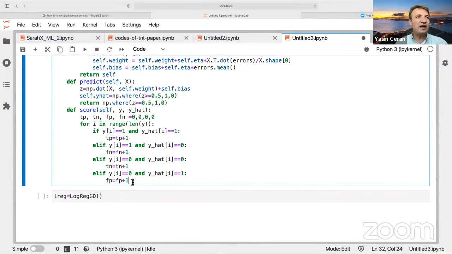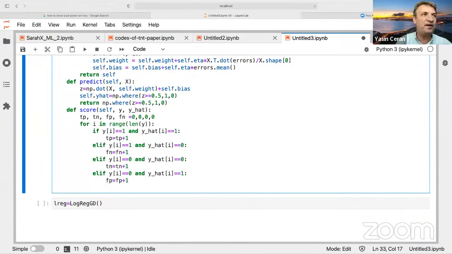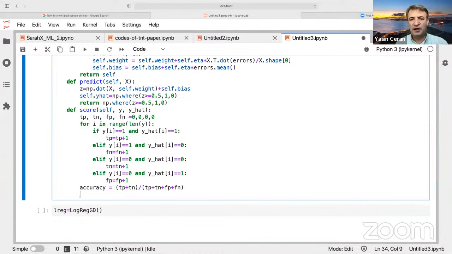All right, so we now have true positive, true negative, false positive. What is left is just find accuracy. Accuracy is true positive plus true negative divided by true positive plus true negative plus false positive plus false negative. Okay, this is accuracy. Now recall, let's call it precision. True positive divided by true positive plus false positive.